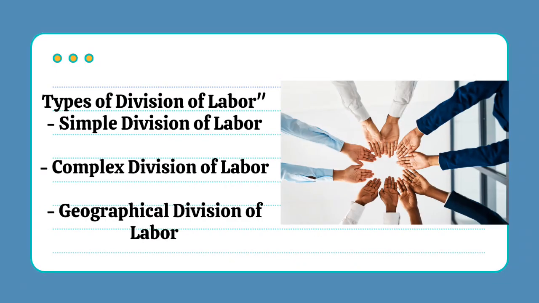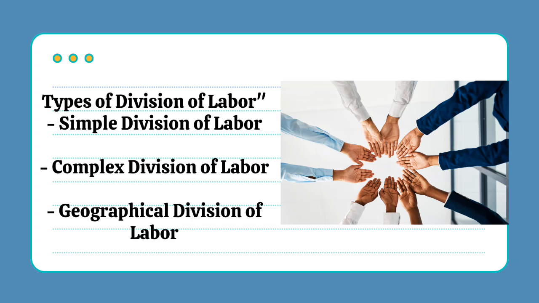What are the types of division of labor? Number one, we have simple division of labor. Tasks are divided among workers based on their skills or ability, often seen in small-scale operations or traditional crafts. Example, in a small Nigerian restaurant, one person might cook, another serve, another handle payment.